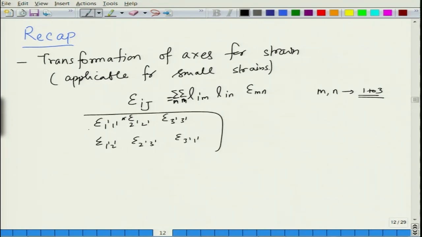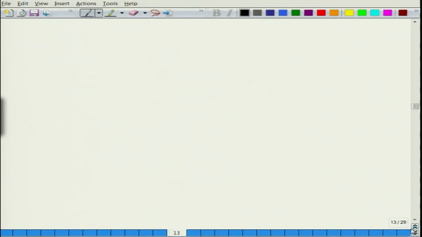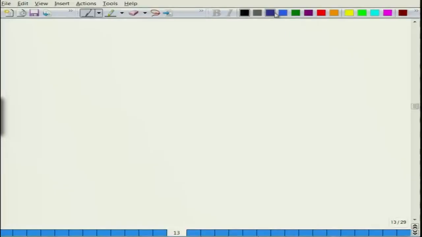So, this is all possible to calculate from this, and then we also saw that engineering shear strain is related to mathematical shear strain using this relation. So, epsilon ij is equal to half of gamma ij, all right. So, now let us move on to the next topic, having introduced the mathematical framework for the relations of stress and strain and transformations of axes.